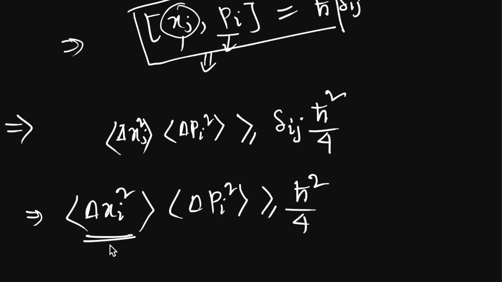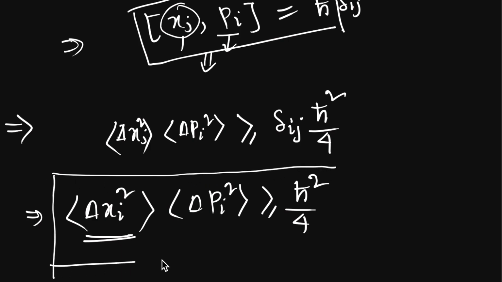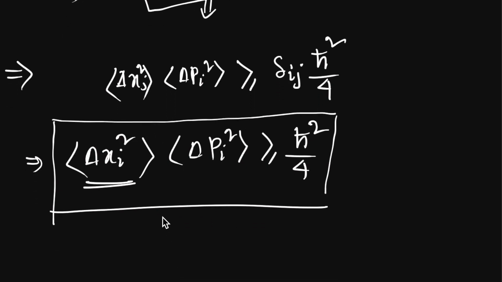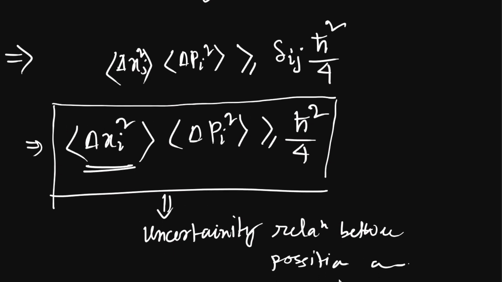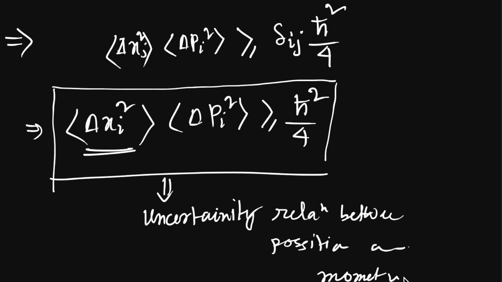This is the dispersion or the fuzziness if we subsequently measure position and momentum. Then that fuzziness or uncertainty in the measurement corresponding to x and p should follow this relation. This is the famous uncertainty relation between position and momentum. So, thank you.